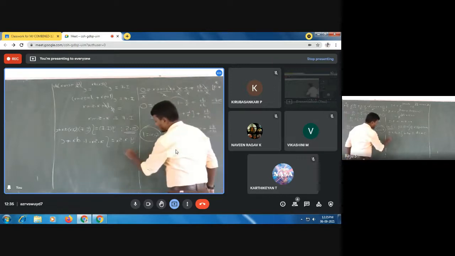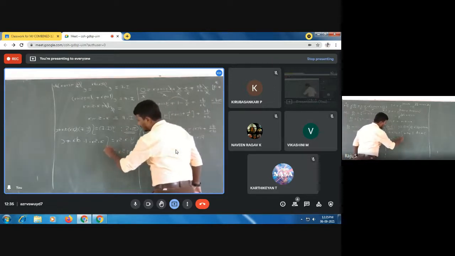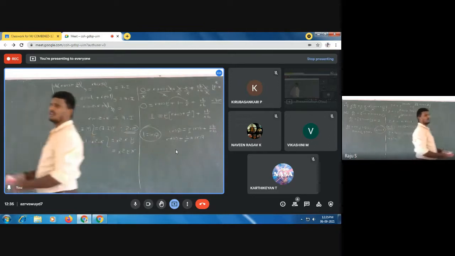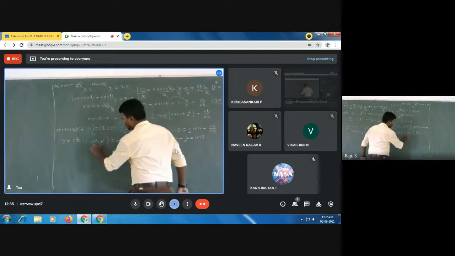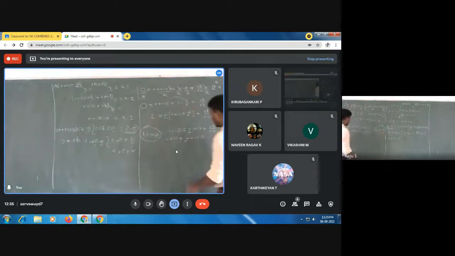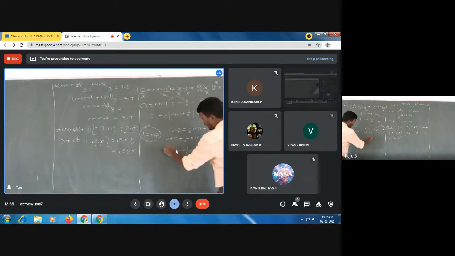What is the integral of x sin x? Use the UV rule. What is u? What is v? u is x, v is sin x. This is u, this is v. The integral UV rule is u times integral of v minus integral of u dash times integral of v.